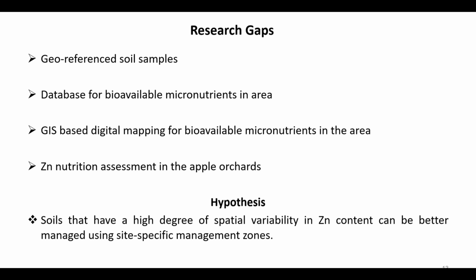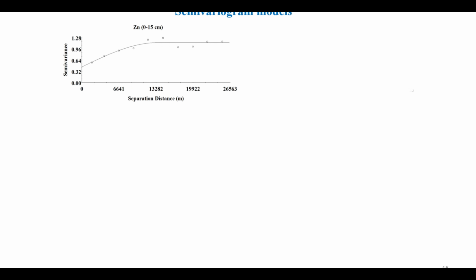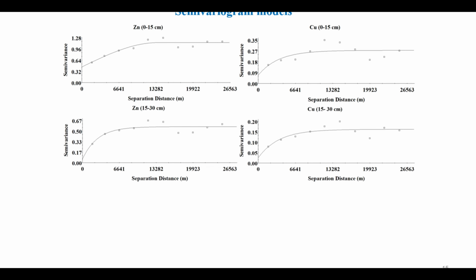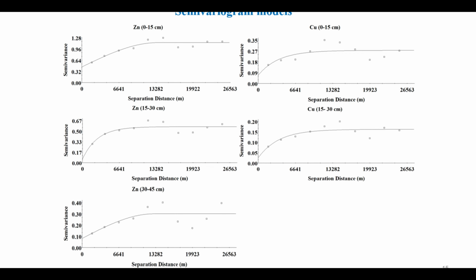Our hypothesis was that soils that have a high degree of spatial variability in the zinc content can be better managed using site-specific nutrient management zones. These are various semi-variogram models which were developed for different nutrients: zinc, copper, iron, manganese at 3 depths.